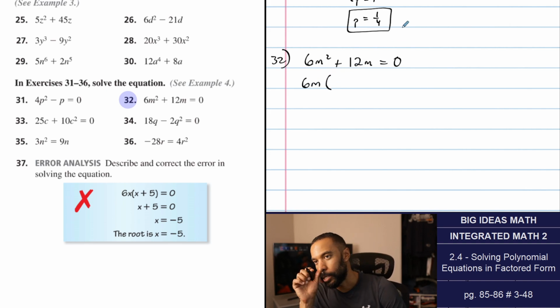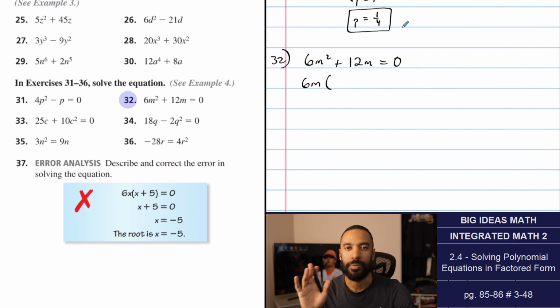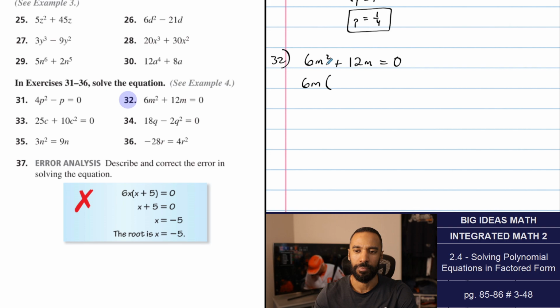Oh, I should also ask, is it in standard form? Maybe not a requirement, but I think it'll feel a lot better that way. So you'll see me use standard form, which is only 2 terms for each of these, so not too hard to do. Anyway, 6m times m is 6m squared. 6m times 2 is 12m.